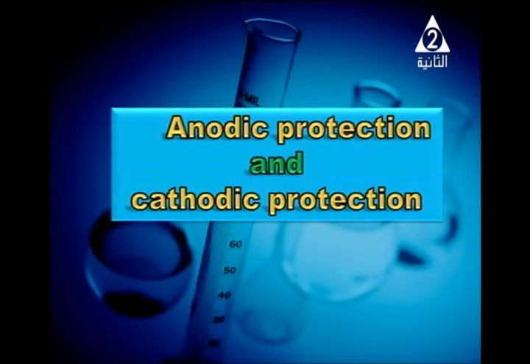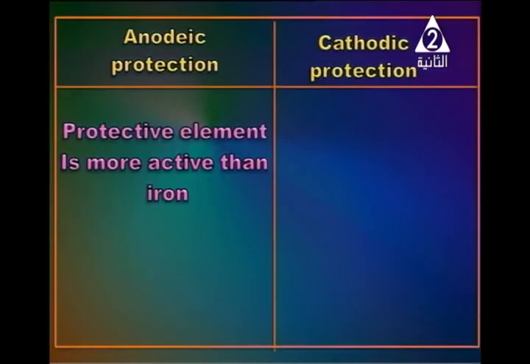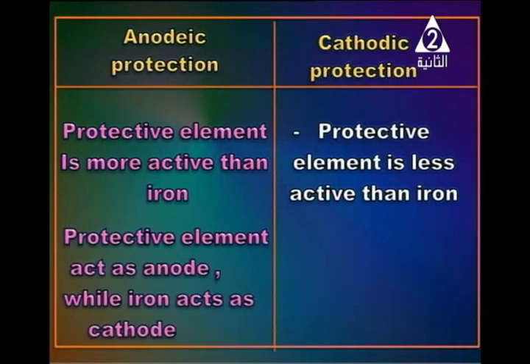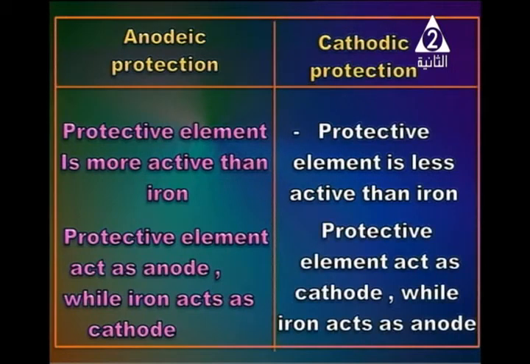Let's make another comparison between anodic protection and cathodic protection. In the anodic protection, the protective element is more active than iron, while in the cathodic protection, the protective element is always less active than iron. In the anodic protection, the protective element acts as anode, while iron acts as cathode. It is the reverse in cathodic protection. The protective element acts as cathode, while iron acts as anode.